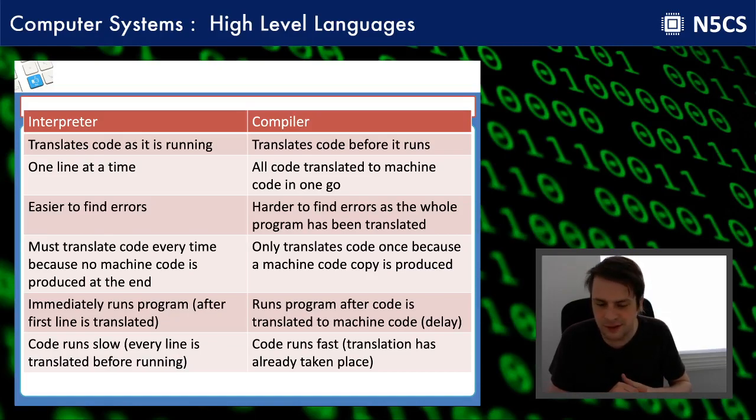There's an advantage to that. It's very easy to spot errors. If something happens and it's not what you're expecting, you can react to that. You only translate a line at a time, so it starts straight away. The first line, you get the result straight away, and it runs the program immediately because of that.